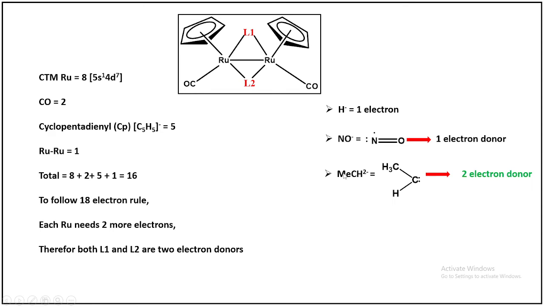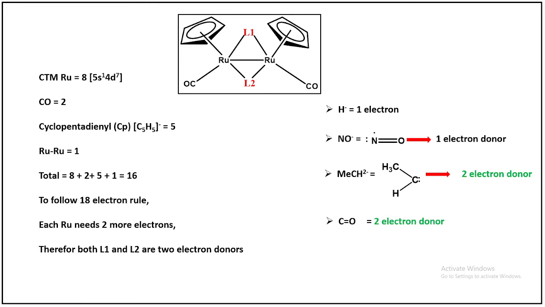The next one is MeCH2 minus. So Me means CH3, CH2. Then this carbon has 4 valence electrons, among which one is with CH3, one is bonded with H, and 2 more electrons are left. Hence, these 2 electrons can participate in bonding. This will act as a 2 electron donor. And the other option is carbonyl, which we already discussed, can also act as a 2 electron donor.